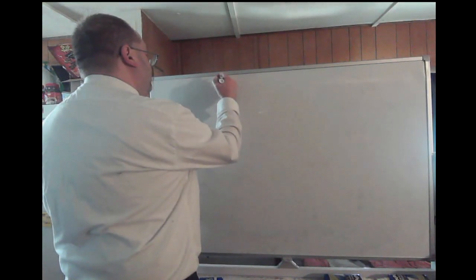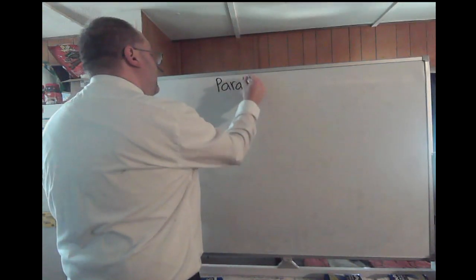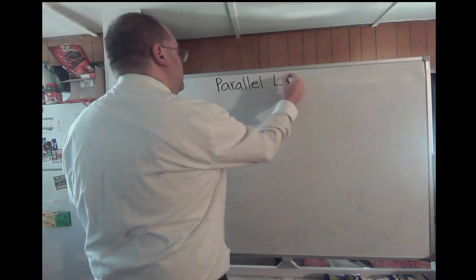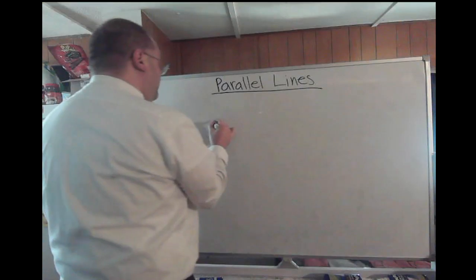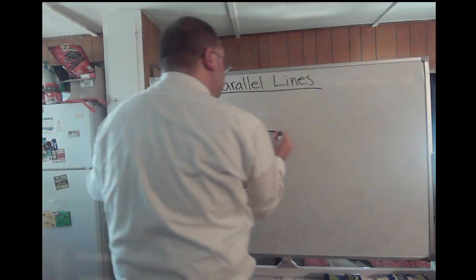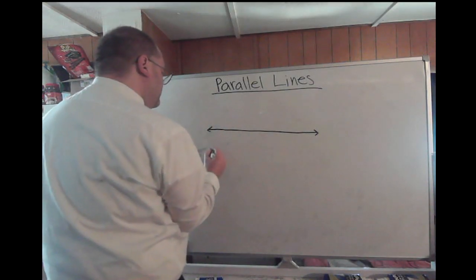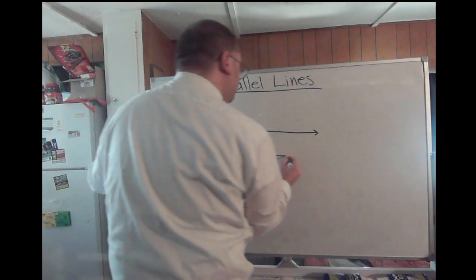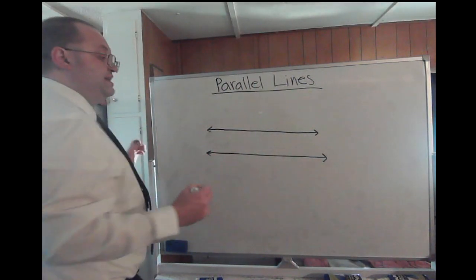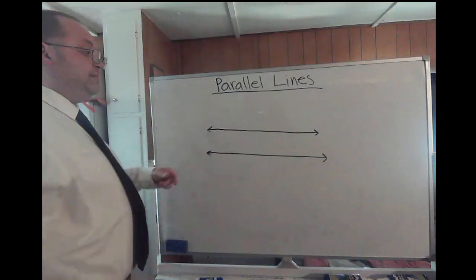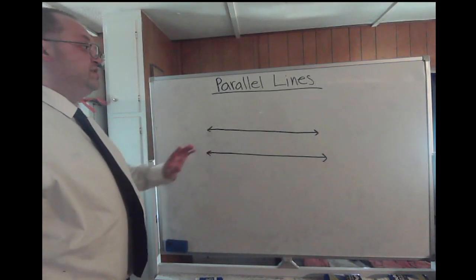Now let's talk about our final type here. We have parallel lines. Parallel lines are different in the fact that they never intersect. Parallel lines are two lines that never intersect at any point. They never meet at any point. The top line is parallel to the bottom line. They'll never meet. They'll never touch at any point.